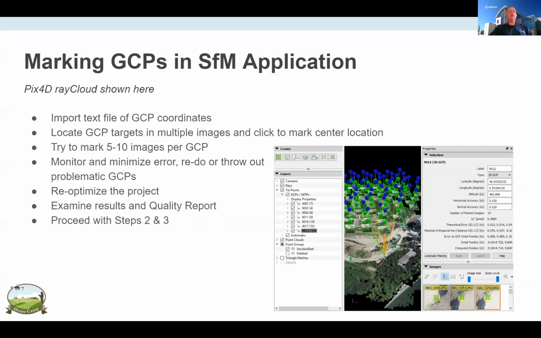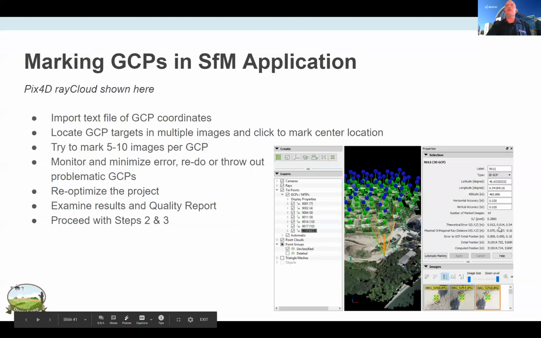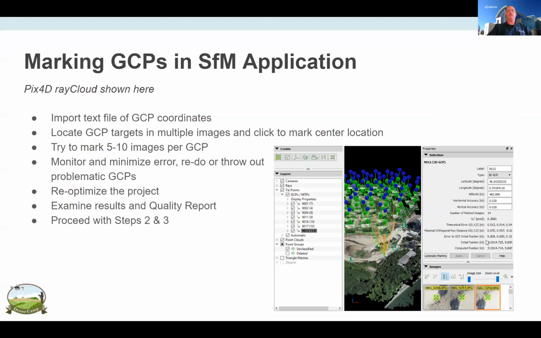You want to try to mark each GCP in at least 5 and up to 10 images. After that, the benefits kind of diminish. So you want to do 5 to 10 images per ground control point. As you're going, you're looking at the error reported in the Ray Cloud editor, and you're going to monitor that. And if something starts going screwy, if you start getting bigger and bigger errors instead of smaller and smaller errors, you may want to either redo or throw out some of your marks that you've made on your GCPs.